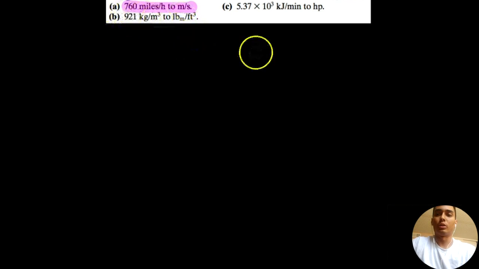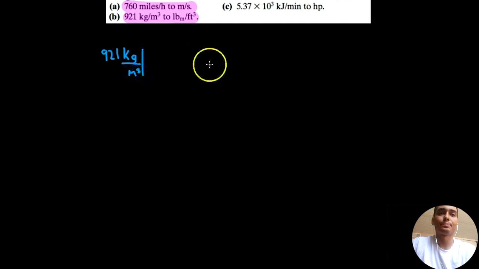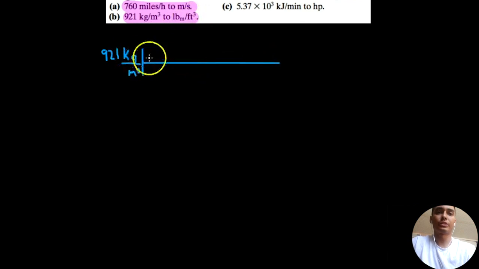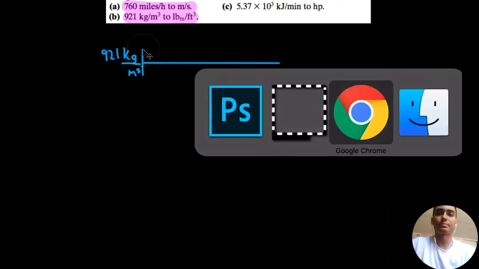For our next problem, for our next trick, we want to convert 921 kilograms per meter cubed to pound mass per feet cubed. So this is going to be a density conversion. So let's do this again. We write down 921 kilograms per meter cubed. And we want to convert to pound mass. So first, let's convert kilograms to pounds.